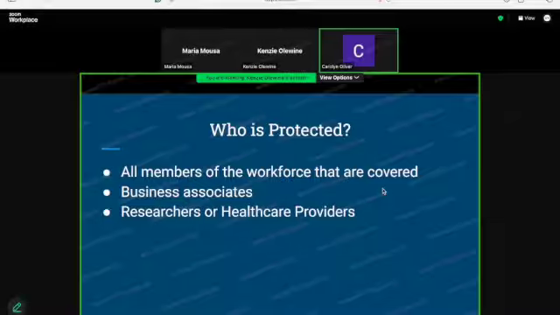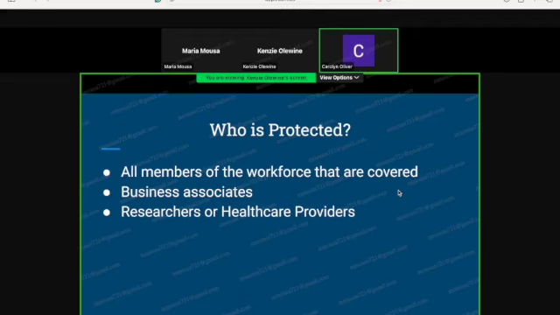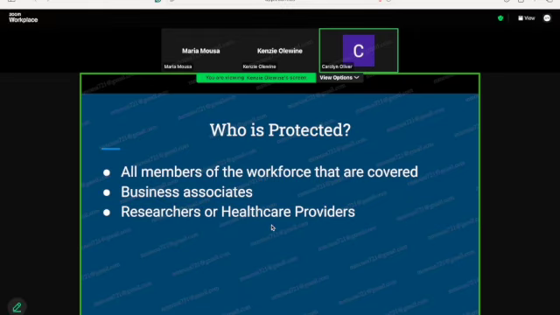So, who's protected under HIPAA? Any members of the workforce that are covered under the insurance policy are protected by HIPAA. Any business associates that work with that company, in some cases, are also protected by HIPAA. And then, in the case of research, it would be the researchers or the healthcare providers that are providing care to the patient.